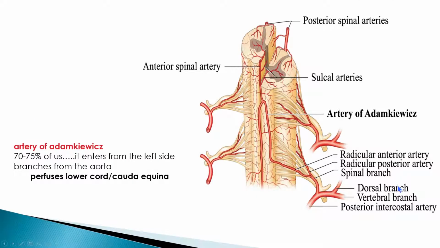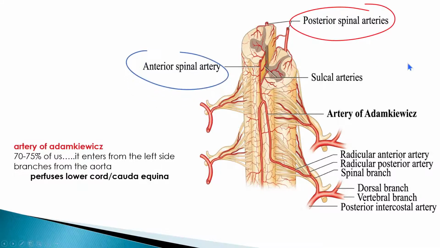As you descend the cord, here you have the posterior spinal arteries perfusing the back of the cord, and the anterior spinal artery perfusing the front of the cord. But as you get to the lower portion of the cord and the lumbar spine, this is perfused by the artery of Adamkiewicz. It enters on the left side in 70 to 75% of us. It also branches from the aorta.